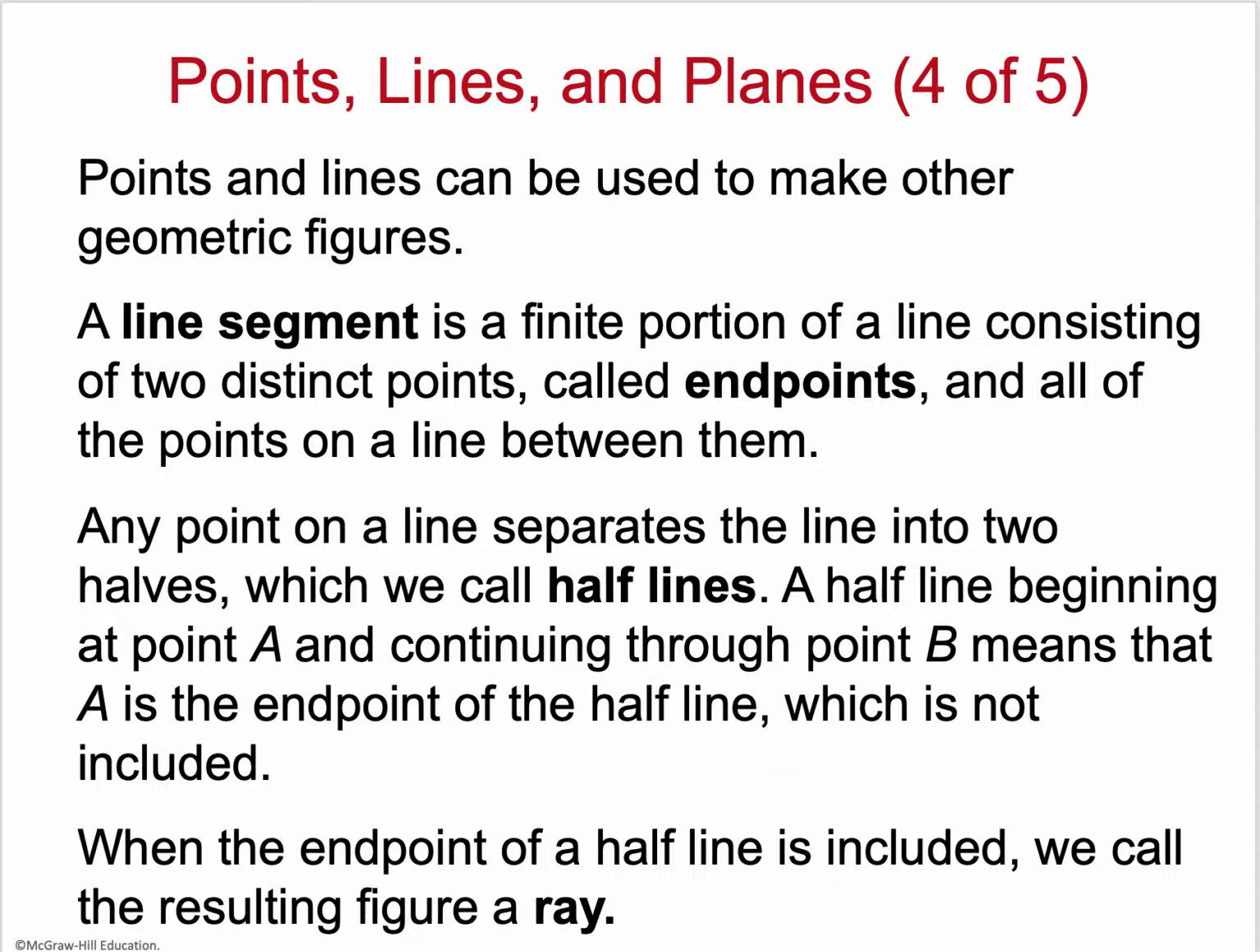Any point on a line that separates it into two halves we call half lines. A half line begins at point A and continues through point B, which means that A is the endpoint of the half line and B is about the halfway point. When an endpoint is used, meaning a start or a stop, and then the rest of the line just keeps going forever, so only one end of my line has a definite start or stop, that is called a ray.